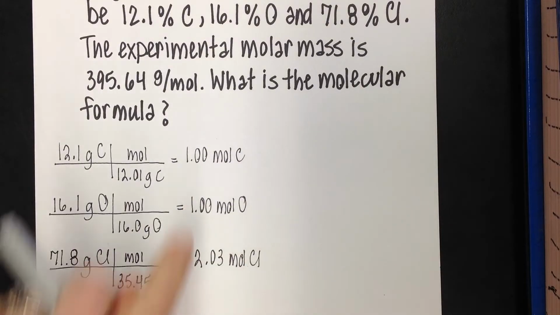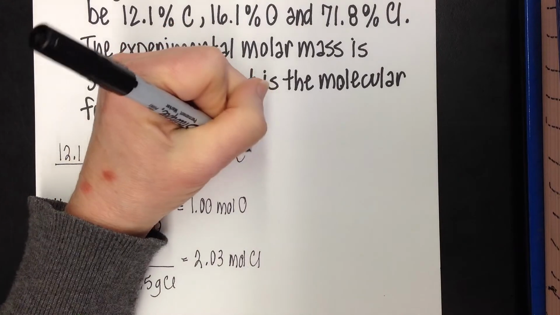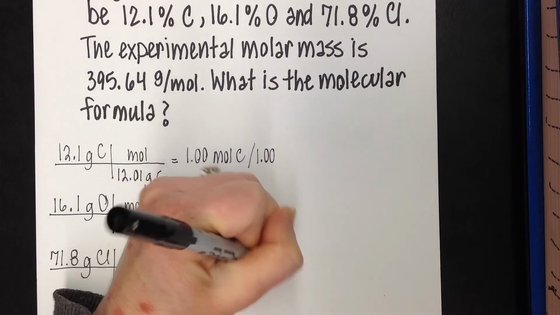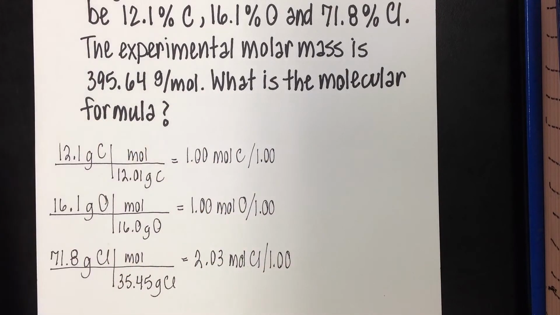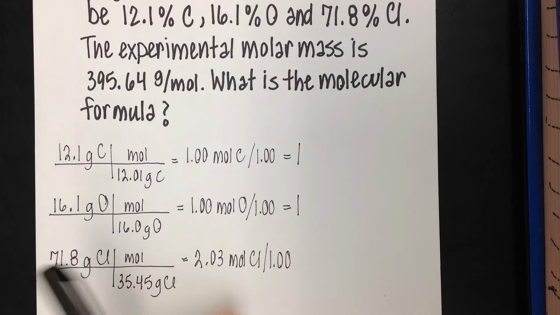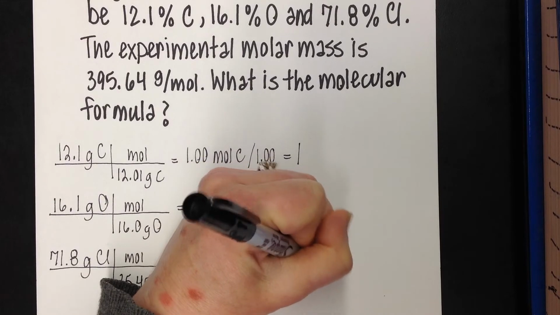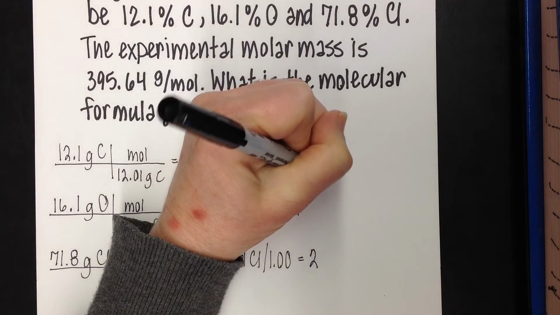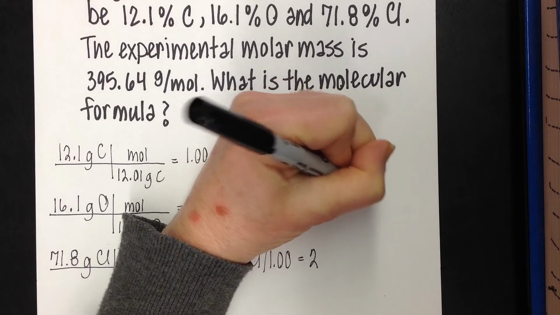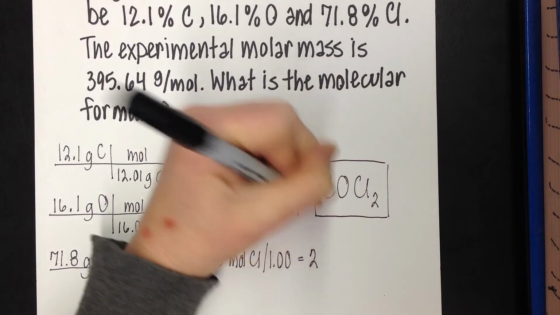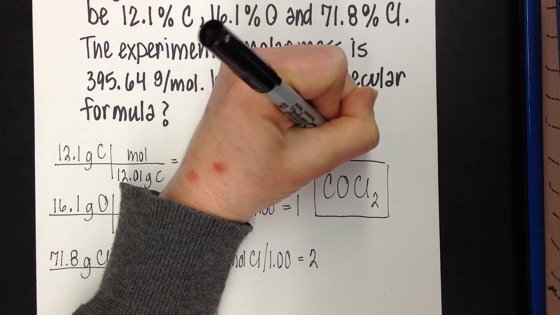So we go through our list and we say, what's the smallest number? It's a 1. So we're going to divide everything by 1.00. Didn't matter which one you picked. I mean, they're both 1. That's going to be 1, 1, and 2 divided by 1 is essentially going to be a 2. So my empirical formula is COCl2. So this is my empirical formula.